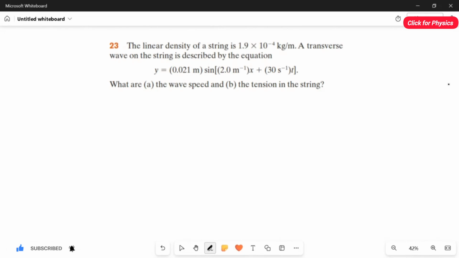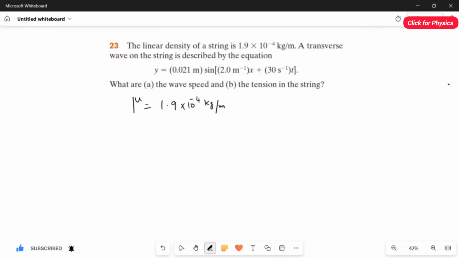So here we have to answer two questions. We have to give the answer for the wave speed as well as the tension in the string. And also they gave the value for the linear density. First of all, let's write the given first. So what is given in this question? The linear density mu is given as 1.9 × 10^-4 kilogram per meter.